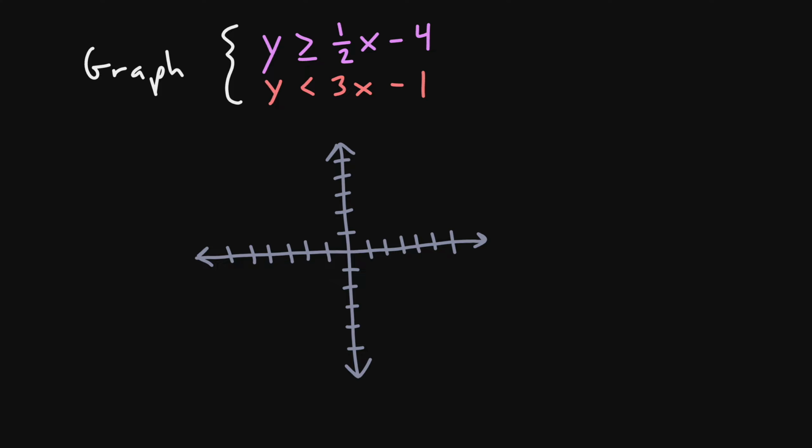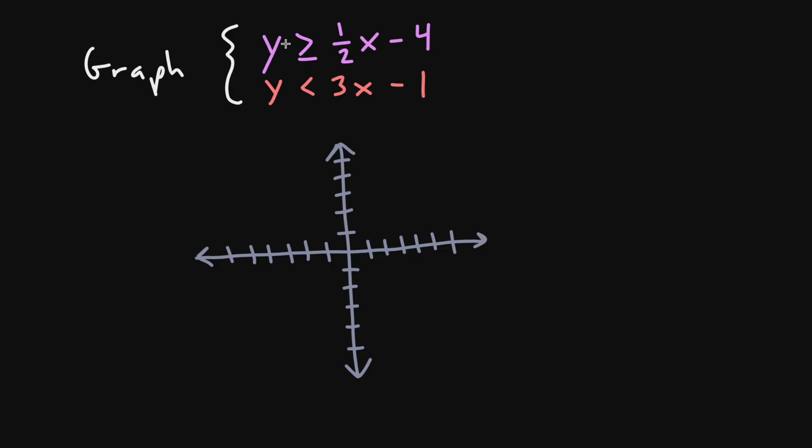This is asking us to graph a system of equations. But it's not actually regular equations, it's a system of inequalities. This one is greater than or equal to, this one is less than. You graph these almost the same way as regular lines, just with one little difference.